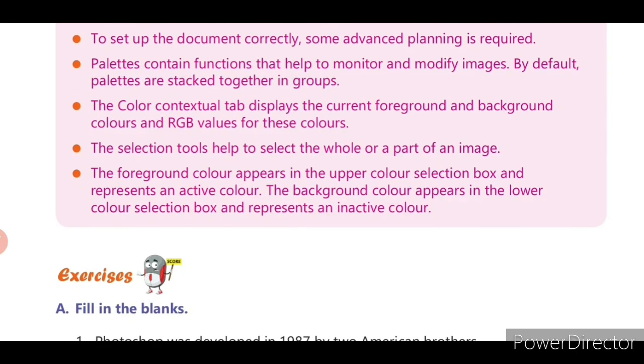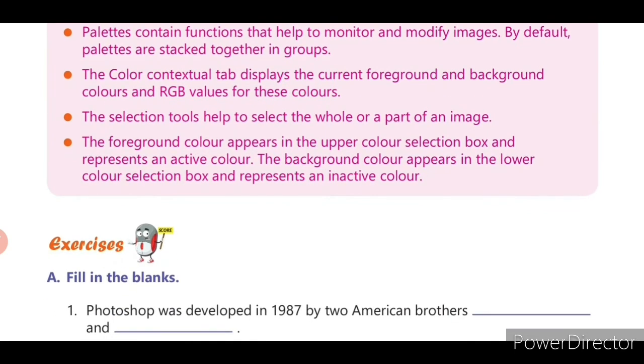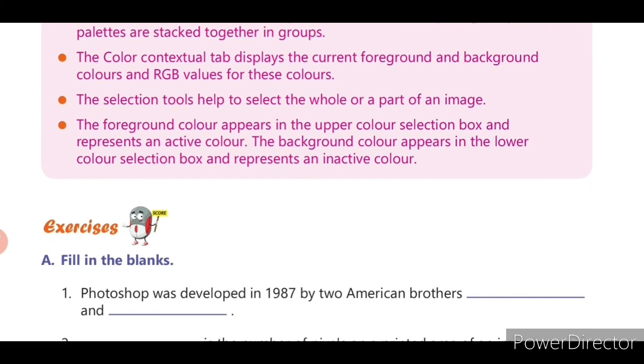Okay, the color contextual tab displays the current foreground and background color and the RGB values of these colors. The selection tools help to select the whole or part of the required image. The foreground color appears in the upper color selection box and represents the active color, right? Whereas the background color appears in the lower color selection box and it represents the inactive color.